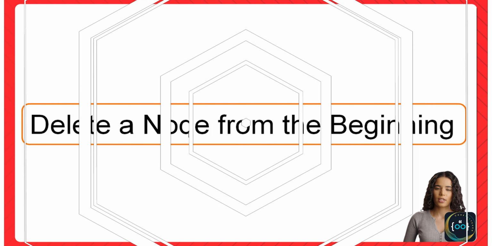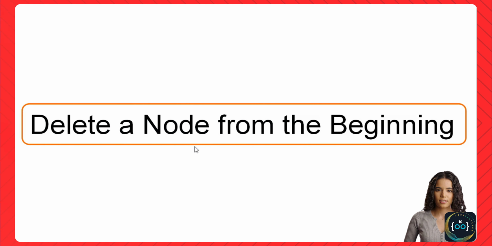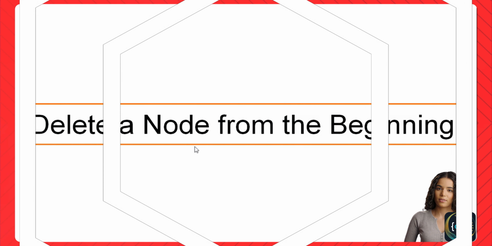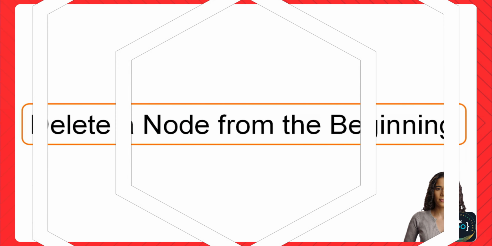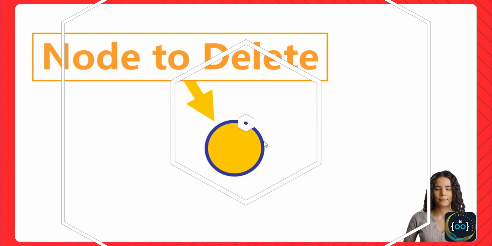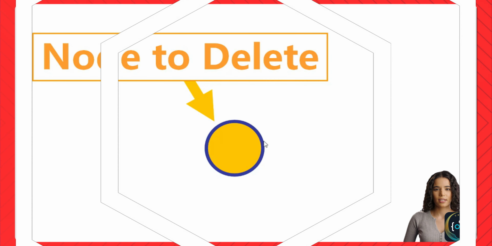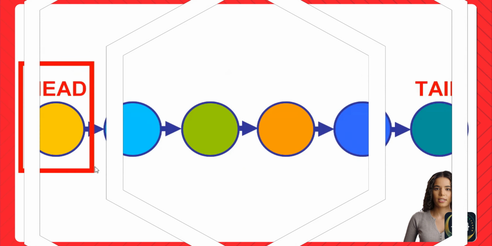Let's see how we can delete a node from the beginning of the list. We will break this operation into 3 steps or phases, just like we implemented the insertion operation in 3 different stages. This is the node that we want to delete. Let's say that we want to delete this node. It's yellow. In this case, in this example of a linked list, it is the head node.